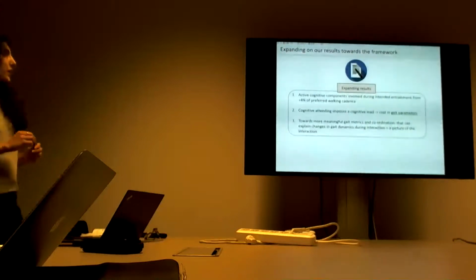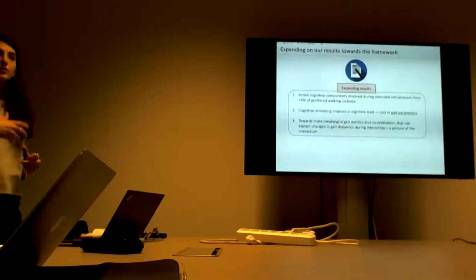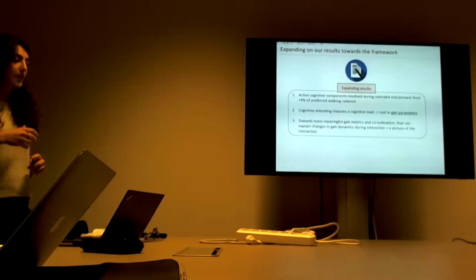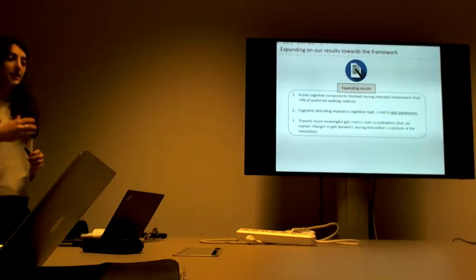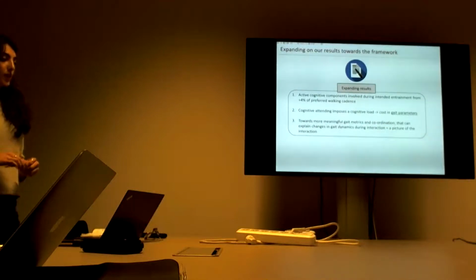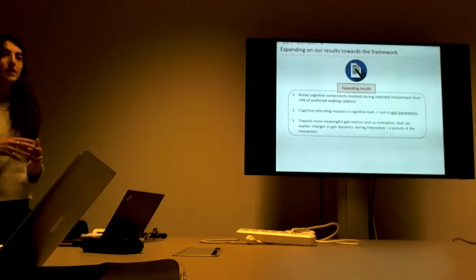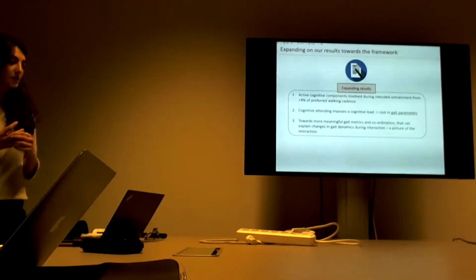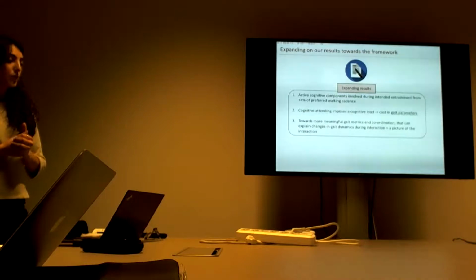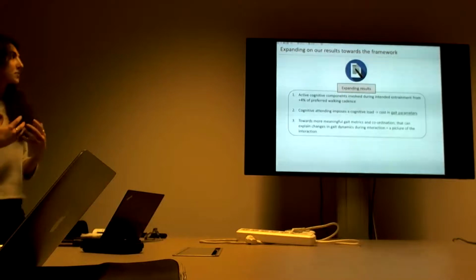Expanding from our results, we proposed that active cognitive components were involved during instructed entrainment, so when you're instructing someone to synchronize intentionally to the tempo of auditory stimuli. So this was a conceptual model that was proposed. We also noted that the attending imposed some kind of cognitive load, and this came at the cost of gait parameters. And we also went towards more meaningful gait metrics, going into gait dynamics using outcome measures in DFA. So this also gives a picture of the interaction.